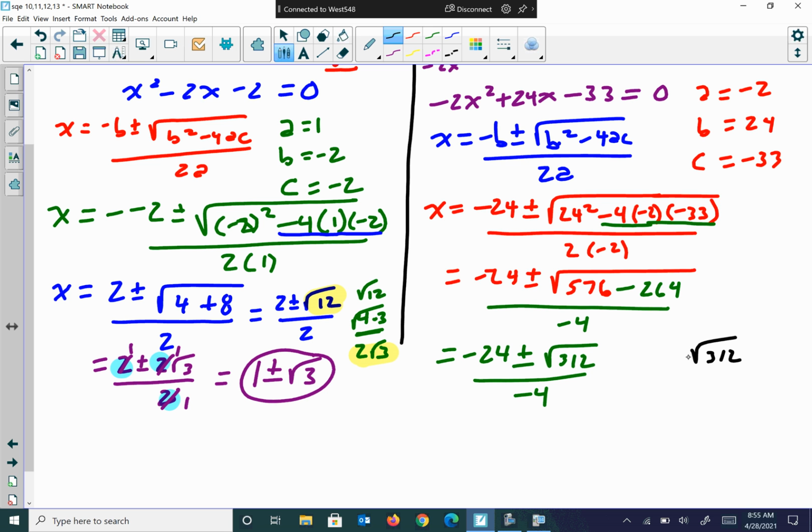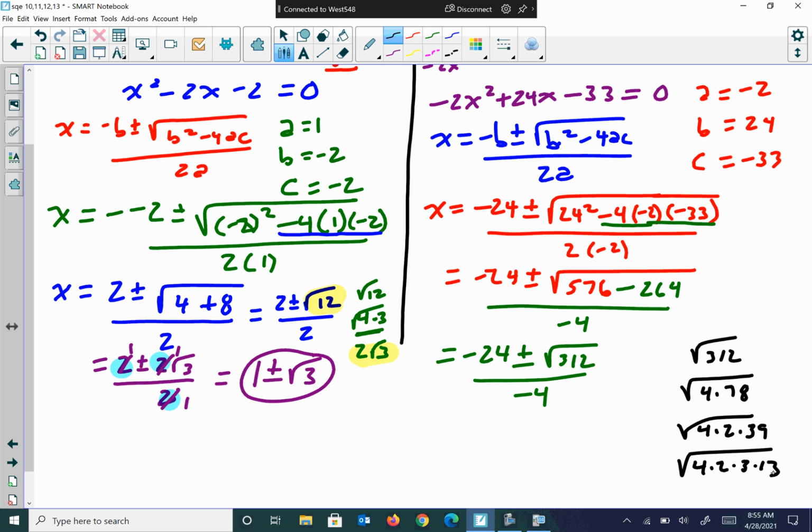312. You still have your calculators or phones? Does 4 go into it? Check. 312 divided by 4 is 78. So I got 4 times 78. 2 goes into 78 39 times. Is it 39? Yeah, 39. 3 and 13.